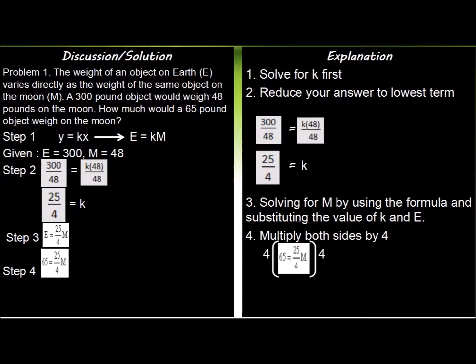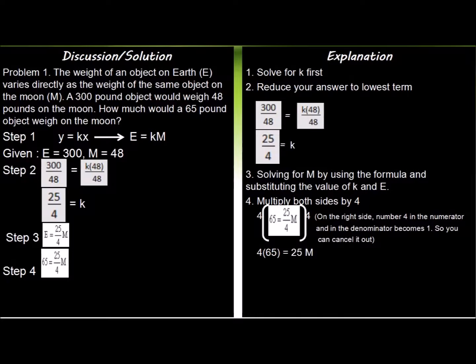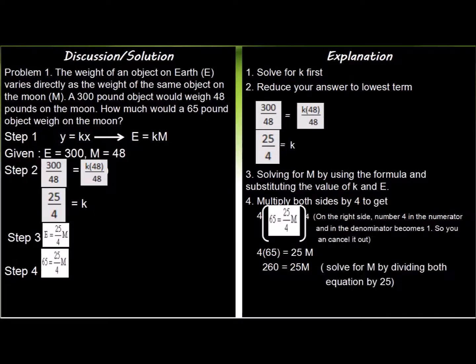In step 4, solving for m, we have to multiply both sides by 4. So we have here, on the right side, as you can see, the number 4 in the numerator and in the denominator becomes 1, so you're going to cancel it out. From there, on the left side, we have 4 times 65 equals 25m, and 4 times 65 is 260 equals 25m. And solve for m by dividing both sides of the equation by 25.